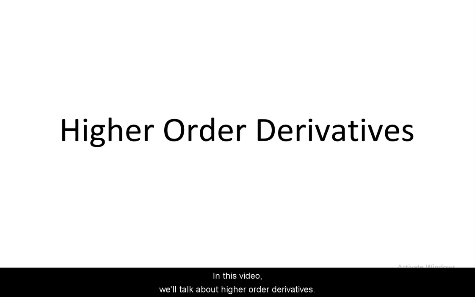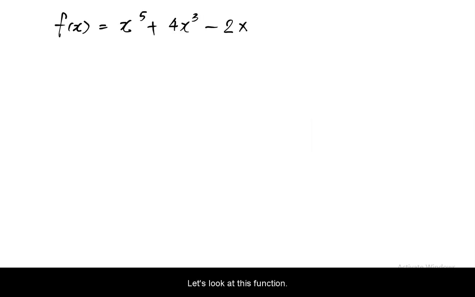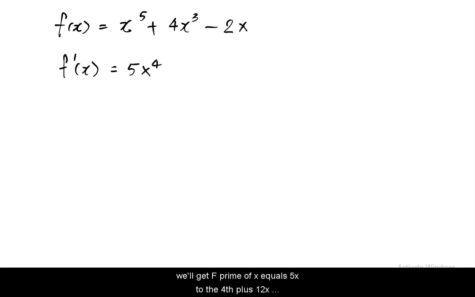In this video, we'll talk about higher order derivatives. Let's look at this function. If we take the first derivative of this function f, we'll get f prime of x equals 5x to the fourth plus 12x squared minus 2.